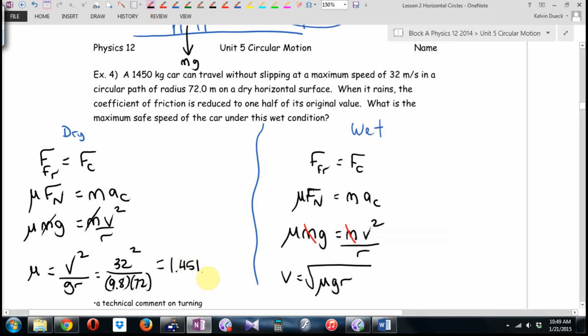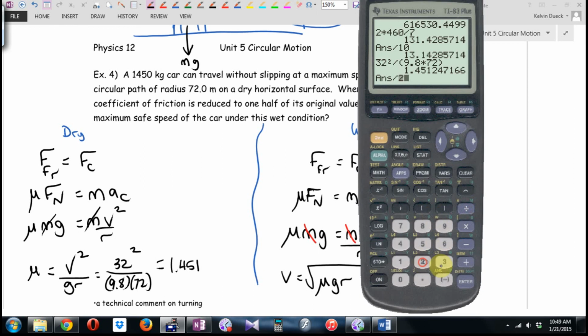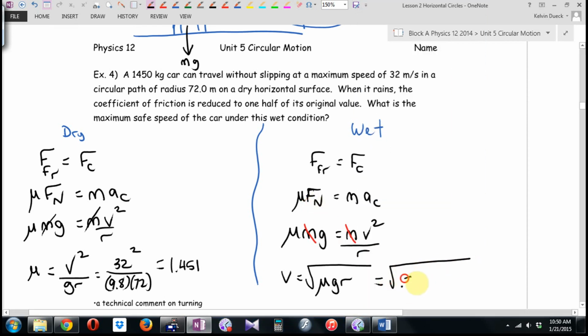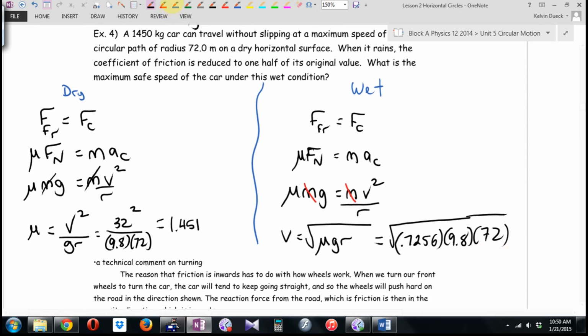How's that help? When it rains, what happens to the coefficient of friction? So it's going to be 0.7256 times 9.8 times 72. Now here's what I want you to notice. If it's half as sticky, if mu is half, the speed doesn't go down by half. The answer is not going to be 16 meters per second, I don't think.